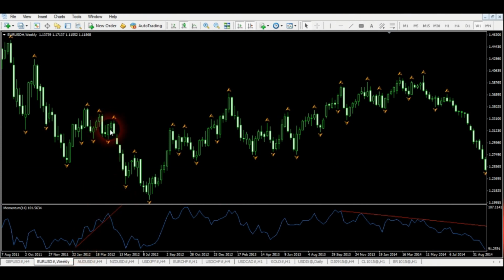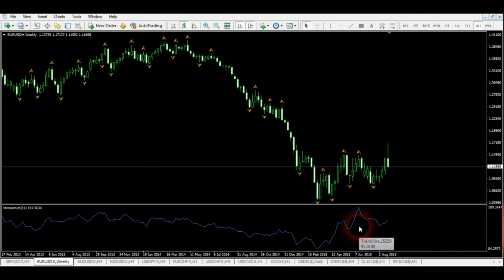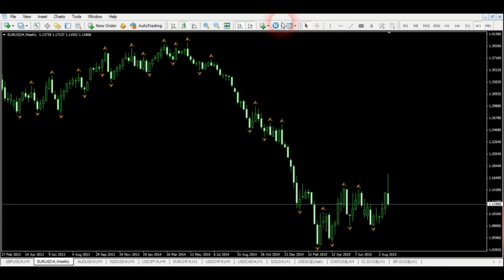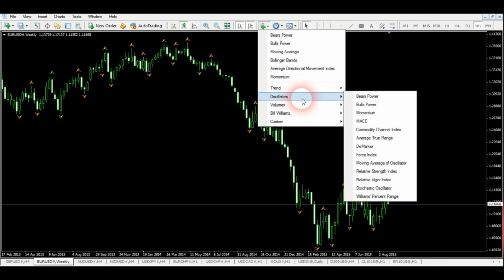Let me do it in the past as well. It has a breakout and it has gone down. This is finished. The next indicator is the stochastic oscillator.